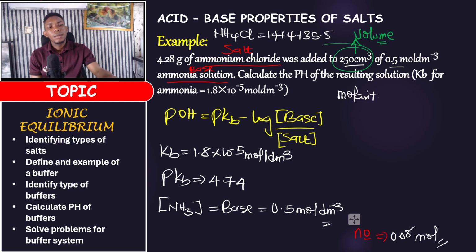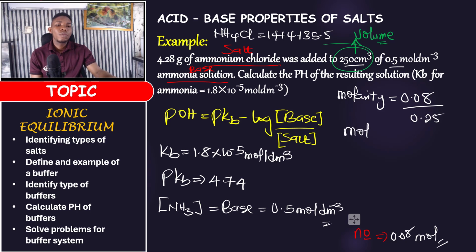Molarity, we said, is number of moles over volume. Number of moles is 0.08. Volume, I told you that we are going to use the volume of the solution, which is 250 centimeter cube, but you have to convert it to dm cube. So you divide this 250 by 1000. You divide the 250 by what? 1000. So when you divide 250 by 1000, it's going to give us 0.25.